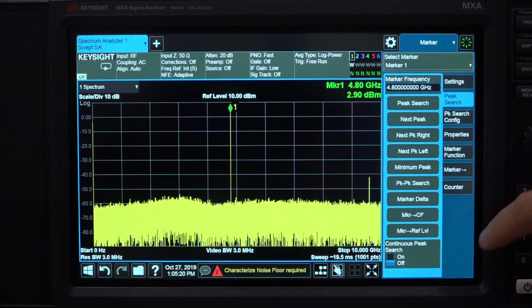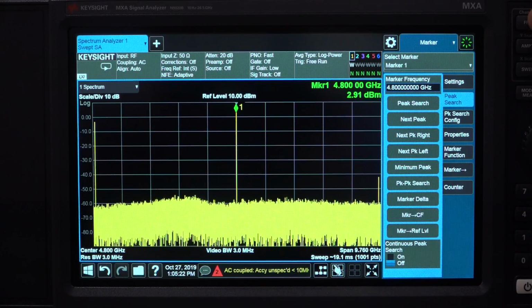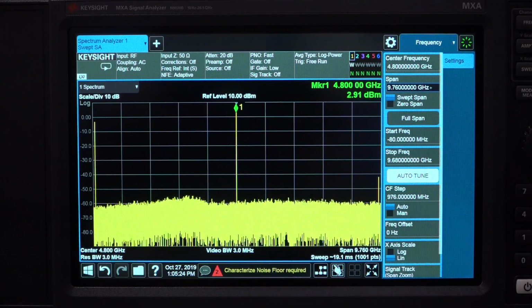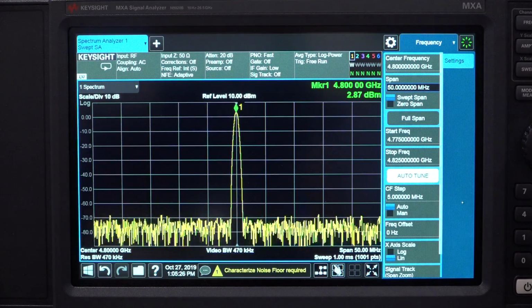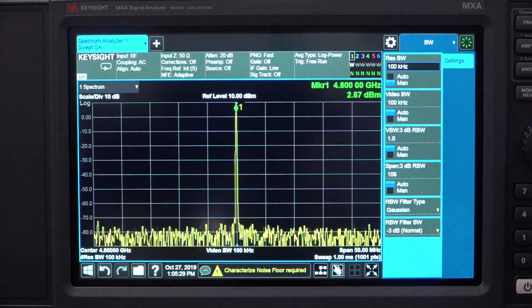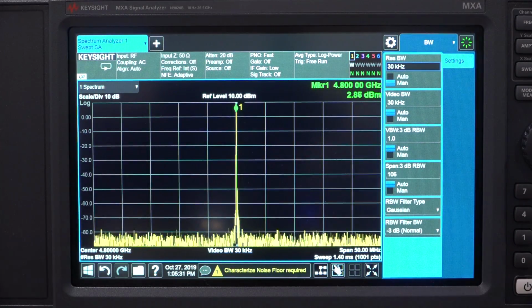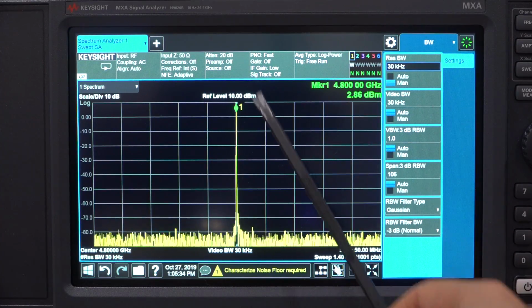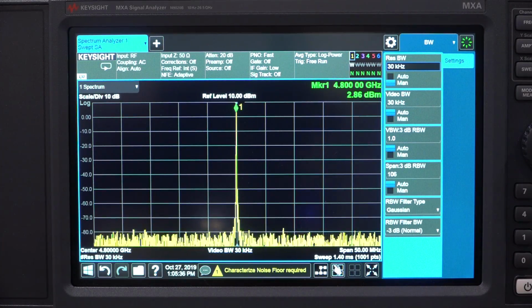So we can do a peak search and put it in the center. We can also change the span a little bit. Let's say a span of 50 megahertz. There it is. Looks pretty good, I would say. And look at that. That is a 4.8 gigahertz signal, and it is very stable. It's not moving around. This is what you would expect to get.